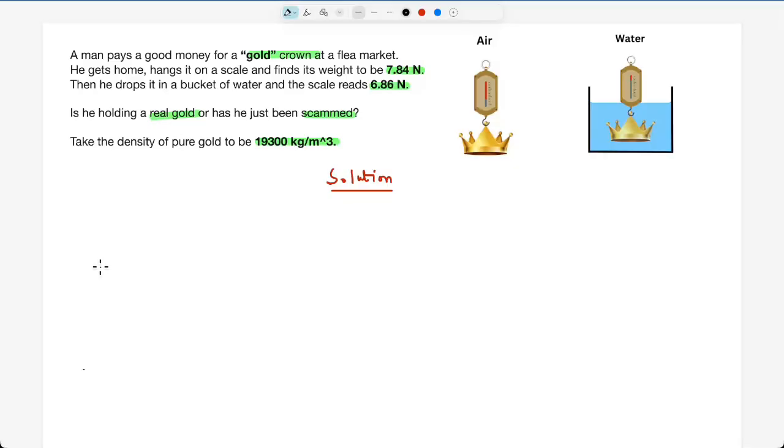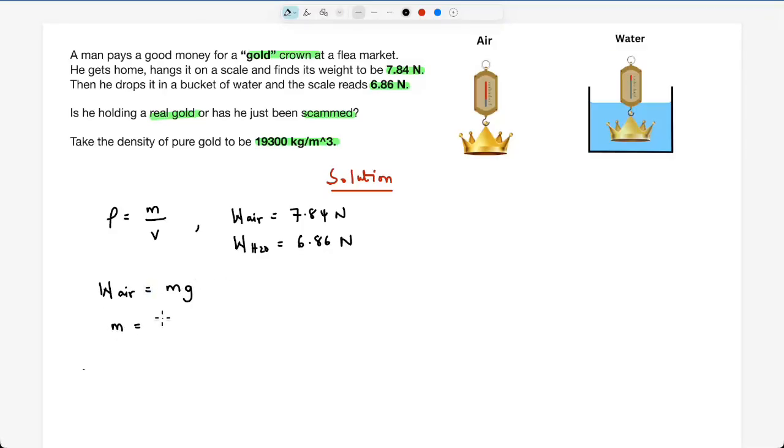So for us to determine if this is pure gold or not, we have to know the density of this crown. The density is given by the mass of the crown divided by the volume of the crown. The weight of this crown in air is 7.84 newtons, and the weight of this crown in water is 6.86 newtons. If we know the weight in air, we can determine the mass. The weight in air is the mass of the crown times acceleration due to gravity. So the mass of the crown is the weight in air divided by the acceleration due to gravity, g.